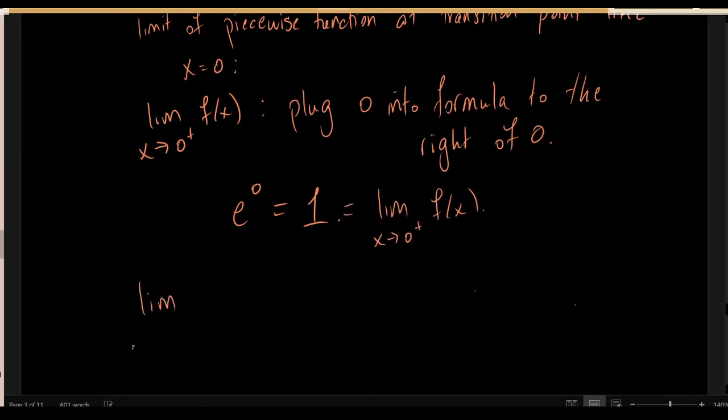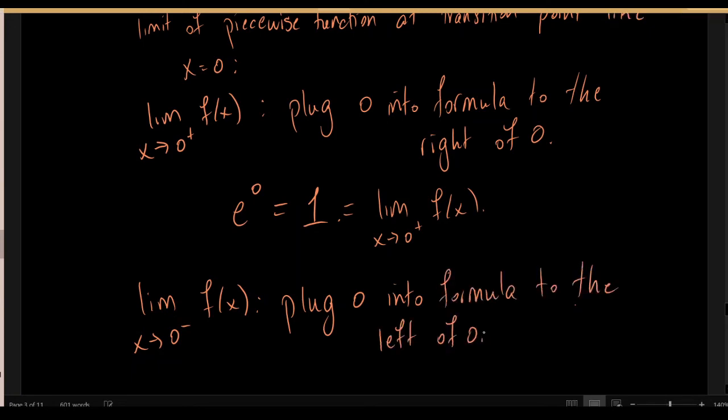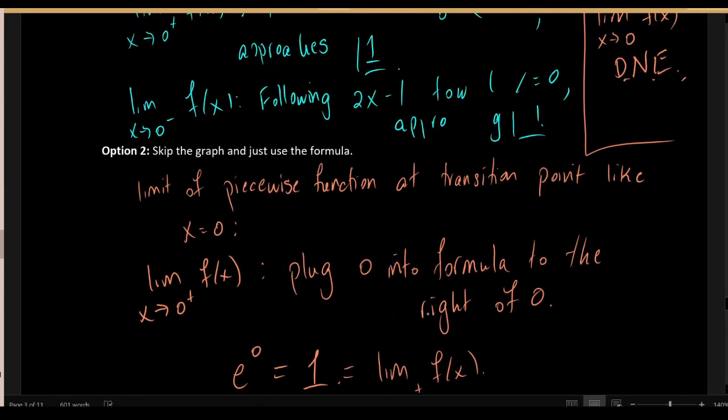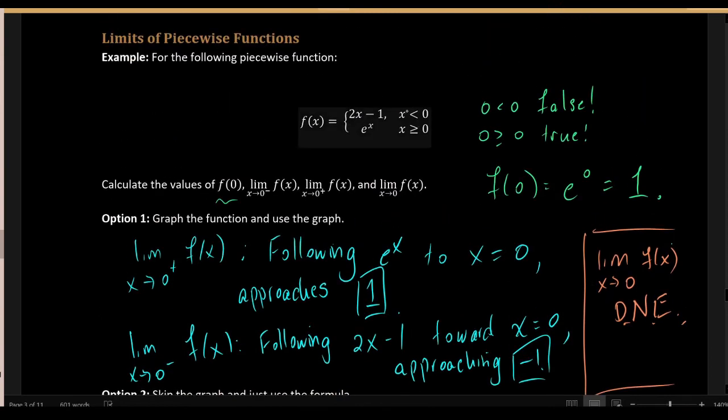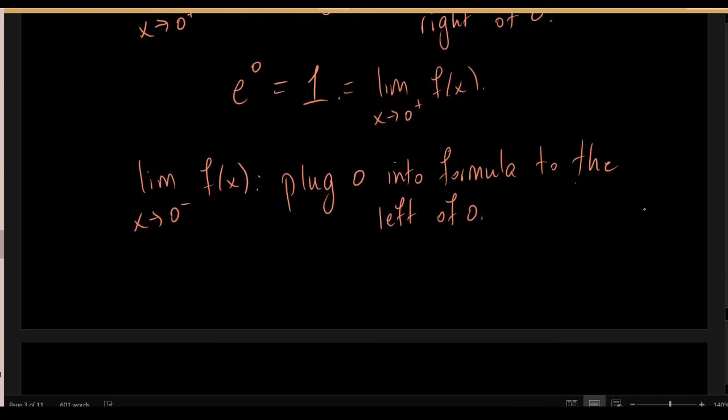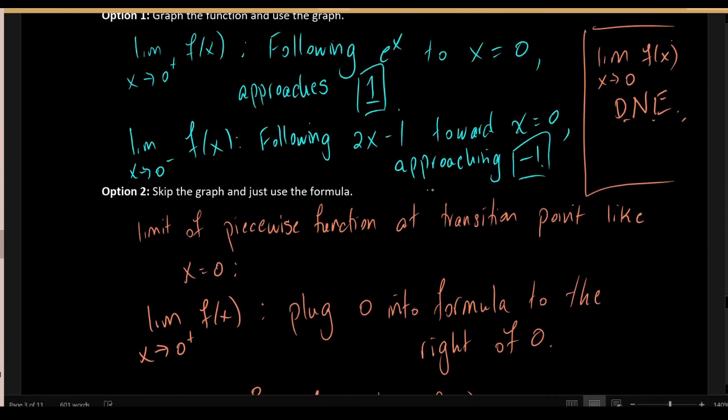The result is 1, which is the same thing that we got by analyzing the graph. If we want to find the limit as x approaches 0 from the left side, then all we have to do is plug 0 into the formula on the left. The function that covers x's directly to the left of 0, x's which are slightly less than 0, is given by the line 2x minus 1. So if we plug 0 into 2x minus 1, we get a result of minus 1 for the left-hand limit, which is exactly the same thing that we got as a result of looking at the graph.